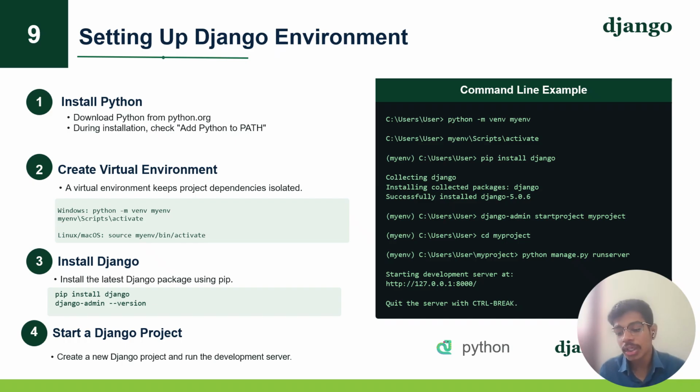The third step is installing Django. We simply run pip install django and then verify the installation. Finally, we create a Django project and run the development server. The command line example shown on the right demonstrates the complete installation process. So let's create our first Django project.